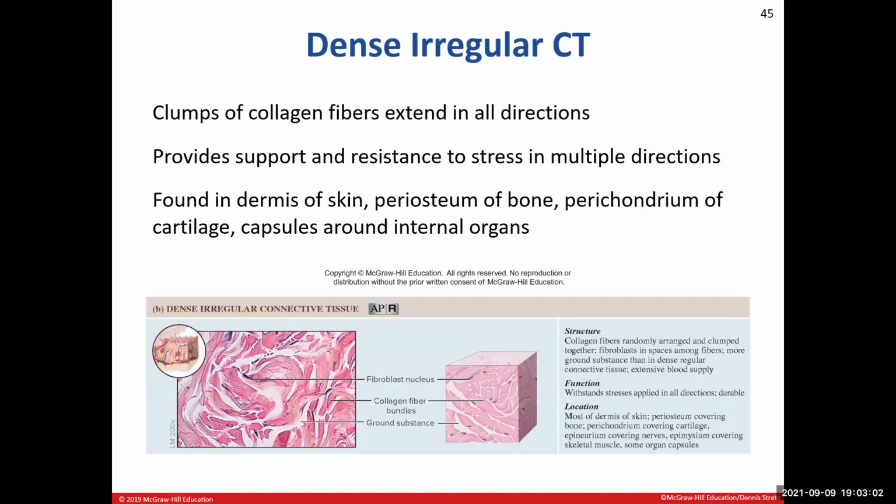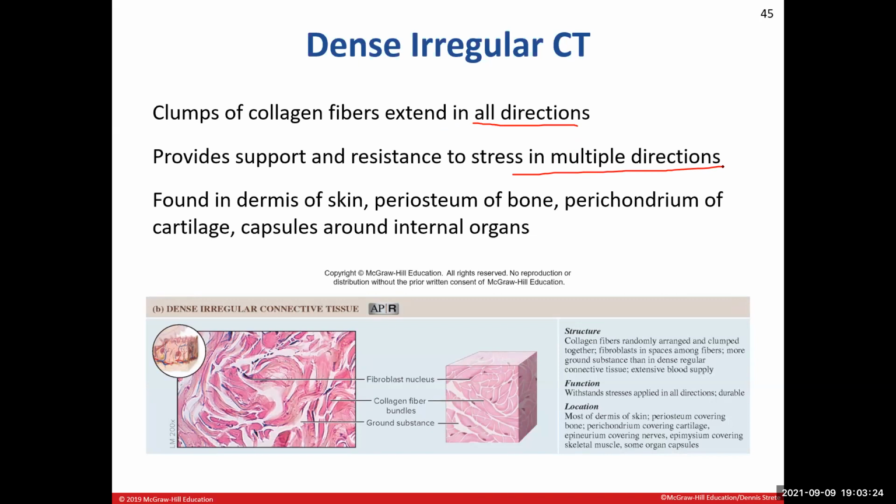All right, the next type of connective tissue is going to be the dense irregular. So in this situation, we don't have the collagen fibers laying parallel to one another and tightly packed. They're now in more of a clumpy-like configuration. And it goes in all these different directions, which is wonderful because that means that this type of tissue can withstand stress in many different directions.